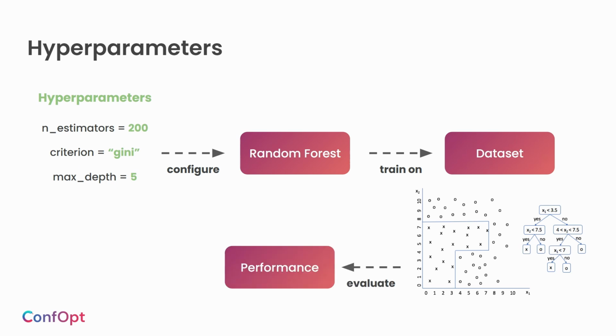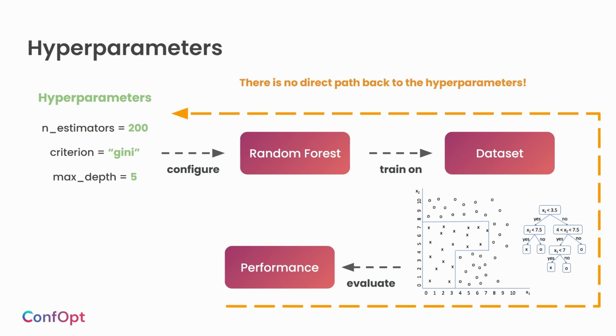Now, very importantly, you can't easily go from the performance back to the hyperparameters. So if I wanted to tweak the hyperparameters to pick some better ones, there's no easy gradient step or a back propagation that I can do to go directly from that final holdout performance all the way back up to the hyperparameter values and tweak them easily.